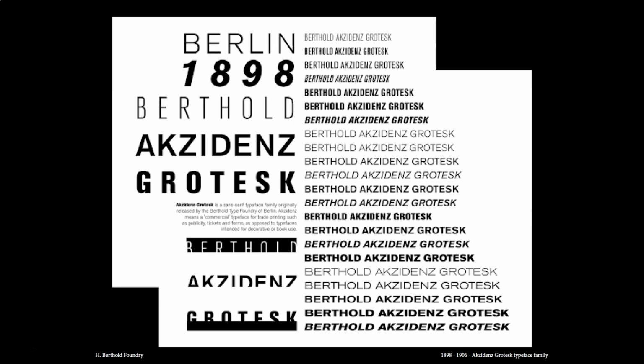Another thing that happened at that time, 1898 to 1906, is people started trying to come up with identities for their corporations and for their artwork. So here's a typeface, a font family, a font identity. Typeface family is what they're called technically. This is the Berthold Akzidenz Grotesk font.